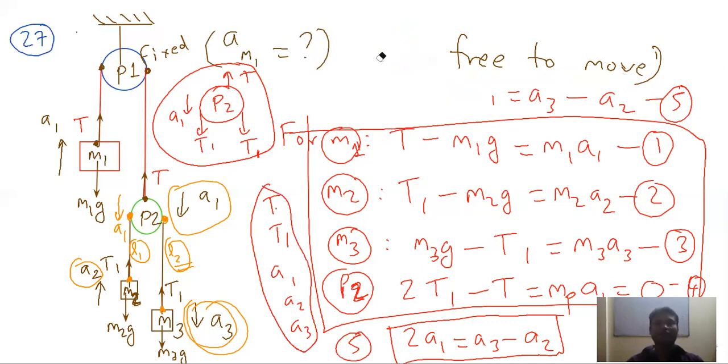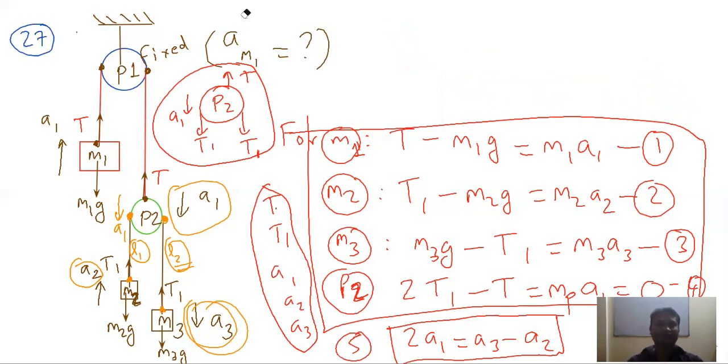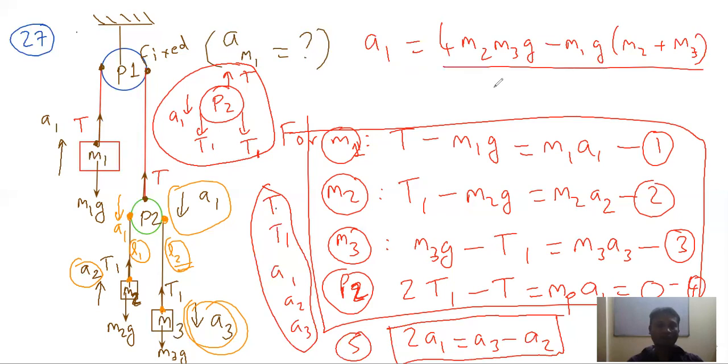So on solving, what we will finally get is the value of acceleration A1. So let me write the value of acceleration A1. On solving these equations, A1 will come out to be 4 M2 M3 G minus M1 G bracket M2 plus M3, the whole upon 4 M2 M3 plus M1 bracket M2 plus M3. So this is the result which we wanted to prove, and this is the result we finally get.